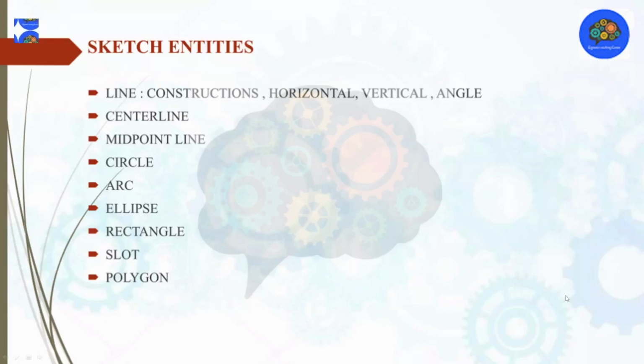Okay, and then the sketch entities we are going to see. So what are the sketch entities? Line: there are construction lines, horizontal lines, vertical lines, and angular lines. Okay, there are also center line, midpoint line, circle, arcs, ellipse, rectangle, slot, and polygons.